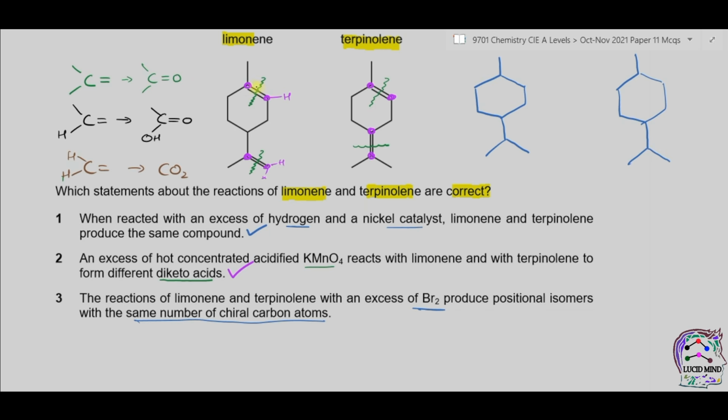Now instead of double bonds, each carbon will gain one bromine atom. So one bromine is attached to this carbon, one bromine will be attached to this carbon. Similarly in terpinolene, Br. These two carbon atoms will also attach one bromine each.